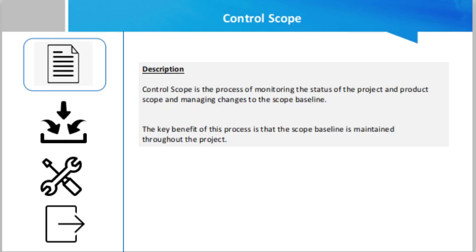The control scope is a process that allows the scope baseline to be maintained throughout the life cycle of the project. Control scope is a process of monitoring the status of the project and product scope and managing changes to the scope baseline. The key benefit of this process is that the scope baseline is maintained throughout the project.